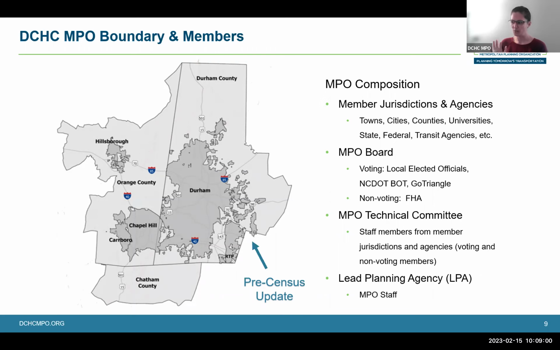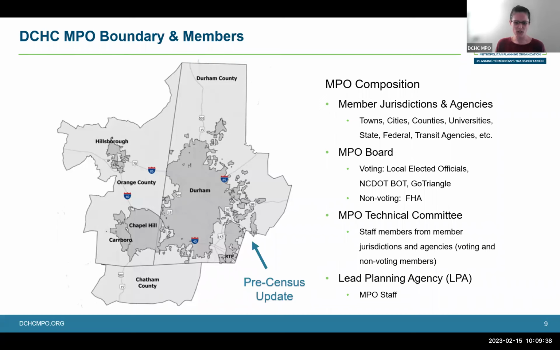This is comprised of voting members that are local elected officials. You have the NCDOT Board of Transportation and GoTriangle. You also have a non-voting member, the Federal Highway Administration. The technical committee makes recommendations to the board for their approval. And those technical committee members are staff members from member jurisdictions and agencies. And then in those materials that I was talking about earlier, you'll see who the voting and non-voting members are.